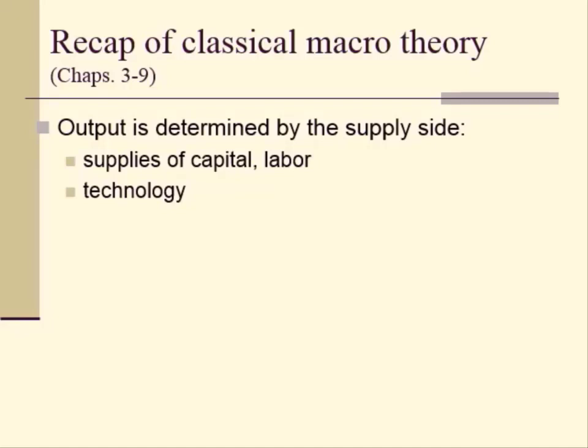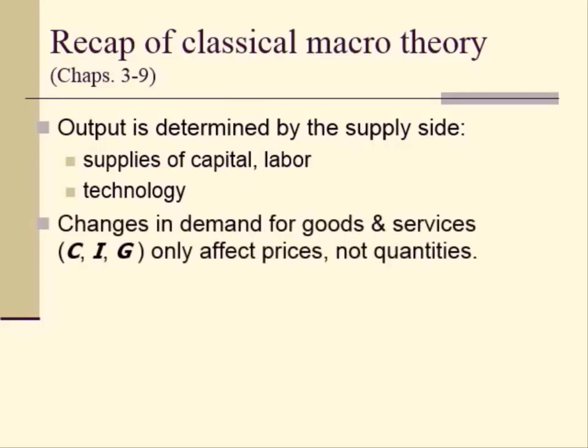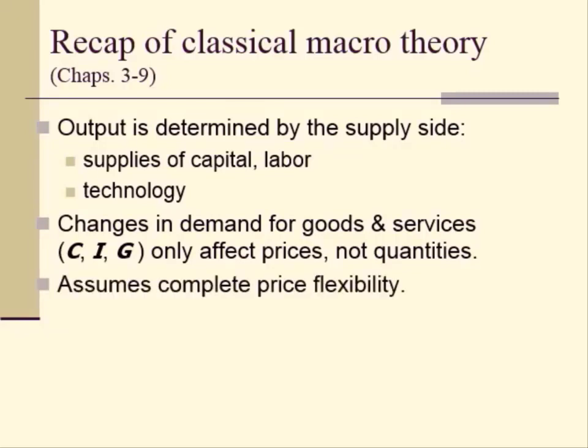We learned that in classical macroeconomic theory, output is determined by the supply side, that is, supplies of capital and labor, and level of technology. And changes in demand for goods and services only affect prices, not quantities. And classical macroeconomic theory assumes complete price flexibility. And finally, it applies in the long run.